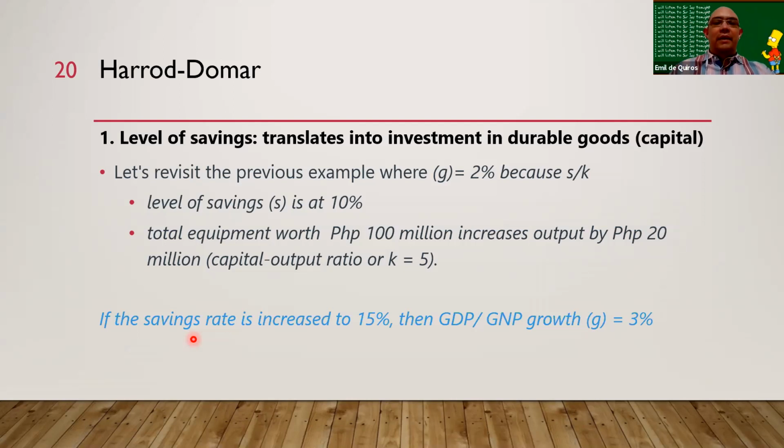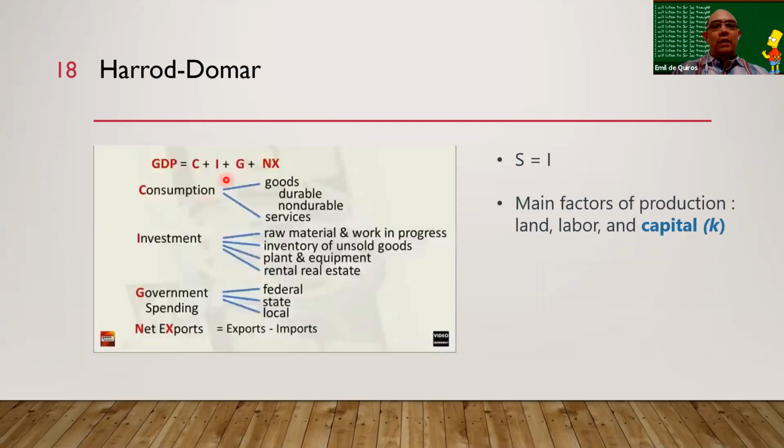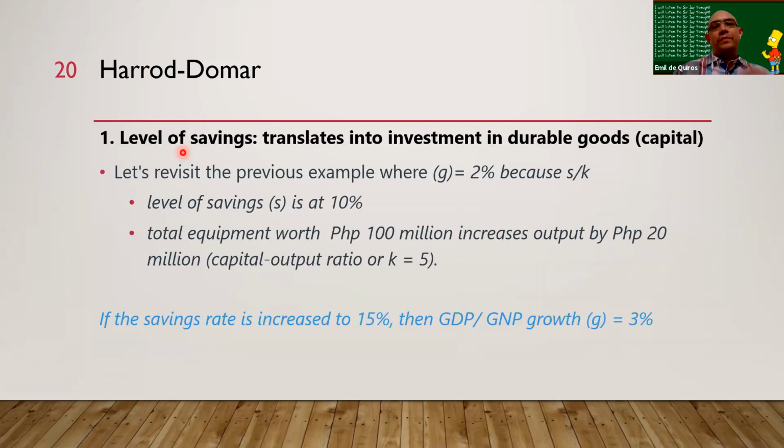And that's correct, no? Because if you go back to the basic formula, if your S is higher, then S can be converted to I, and of course your GDP will increase, diba? So let's revisit the previous example. It's the same example as the previous slide. So again, our GDP growth is 2% because it was 10% savings, and the capital output ratio is 5. 100 million capital increases output or productivity by 20 million.